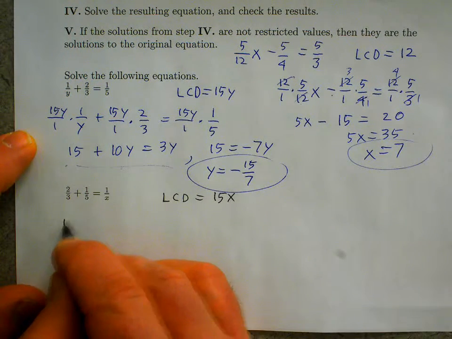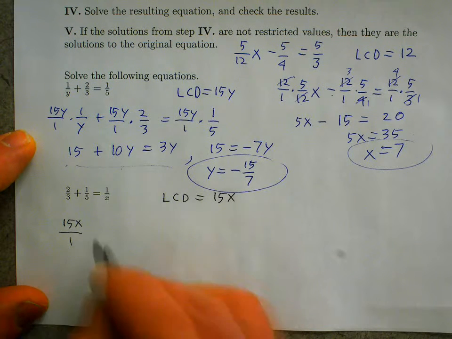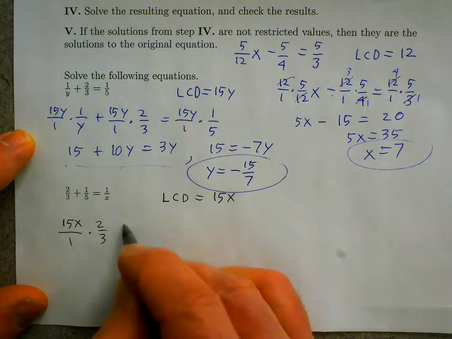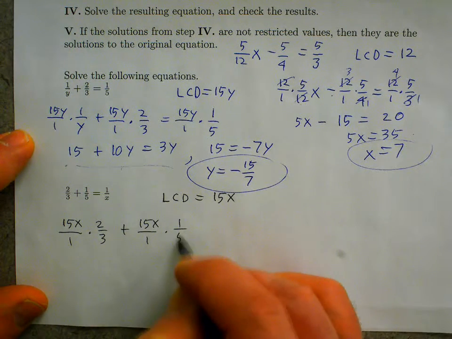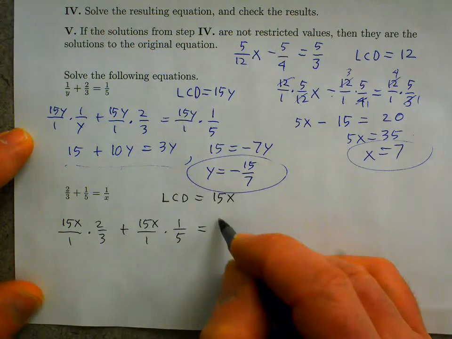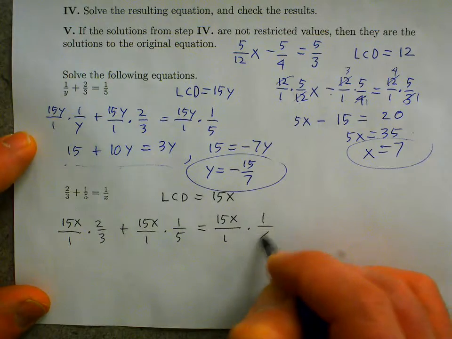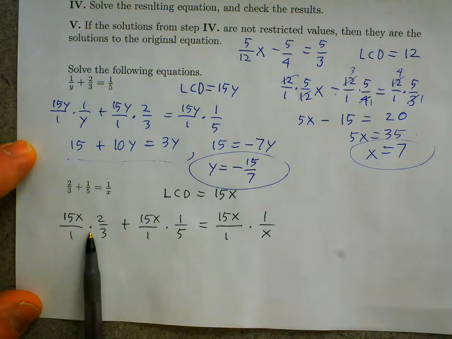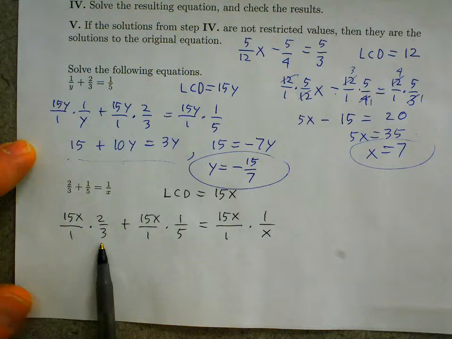Okay, so multiply 15x. You can think of that as 15x over 1. 15x over 1 times 2/3 plus 15x over 1 times 1/5. And then on the right-hand side, 15x over 1 times 1 over x. And then in the next step, we simplify the products by canceling common factors from the numerator and denominator.